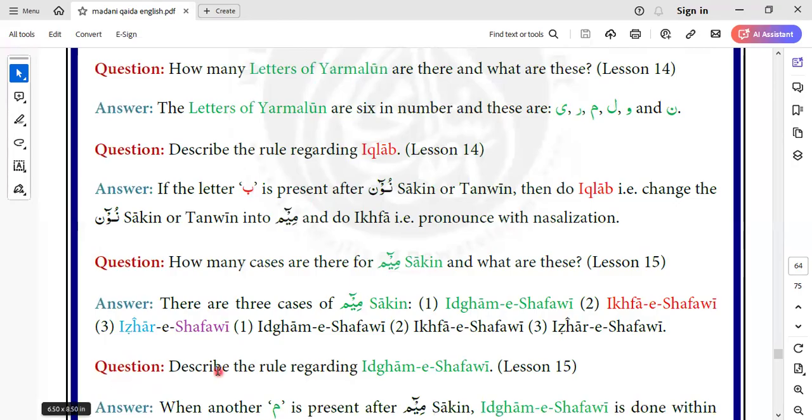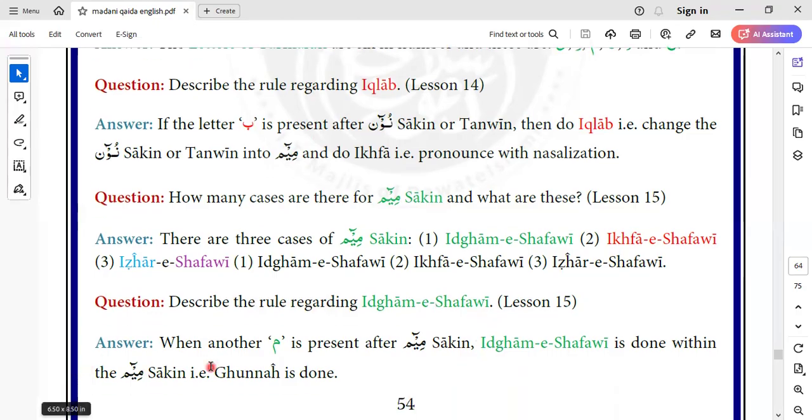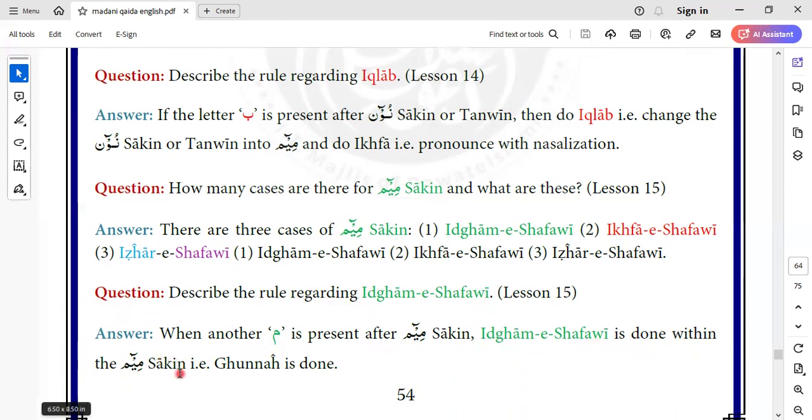Question. Describe the rule regarding idgham shafawi. Answer. When another meem is present after meem sakin, idgham shafawi is done within the meem sakin, that is, gunna is done.